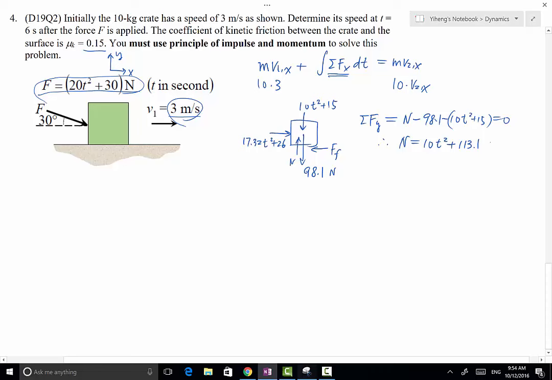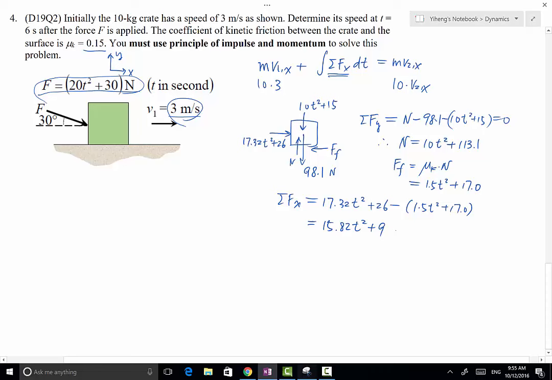And because the kinetic friction coefficient is given, the frictional force equals mu k times N, and that is also a function of time, 1.5 t squared plus 17. Therefore, the resultant force along the x direction equals the applied 17.32 t squared plus 26, minus the frictional force 1.5 t squared plus 17, and that equals 15.82 t squared plus 9, as a function of time.